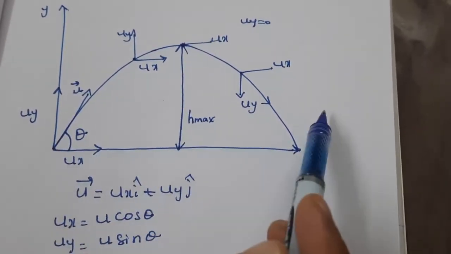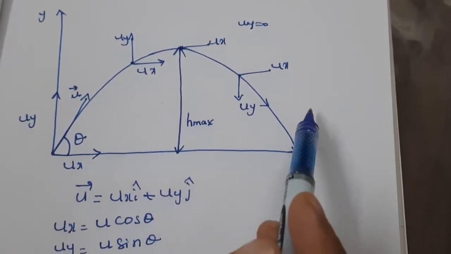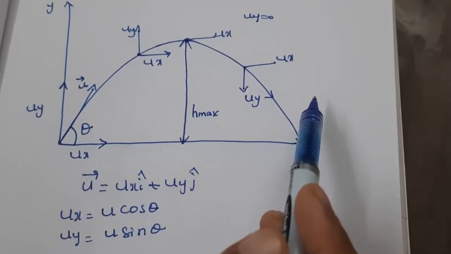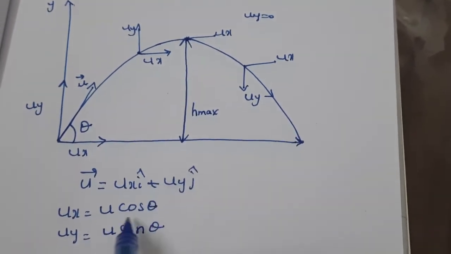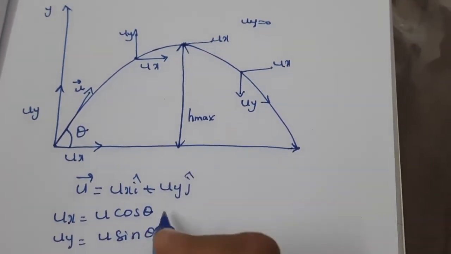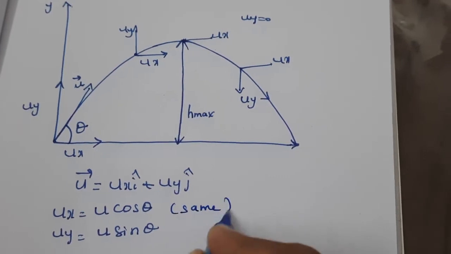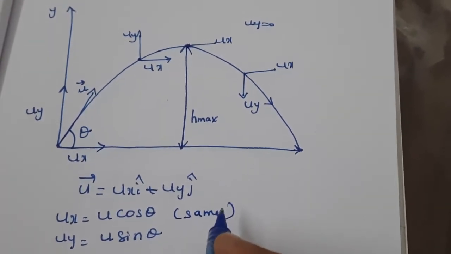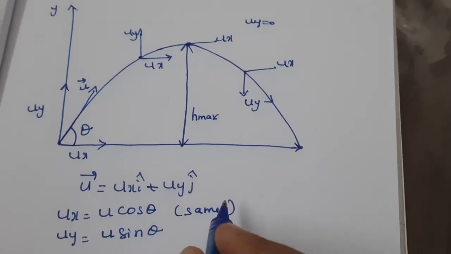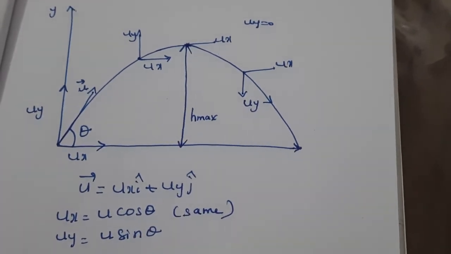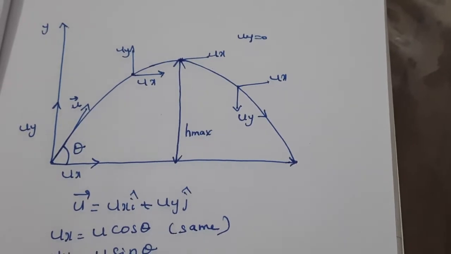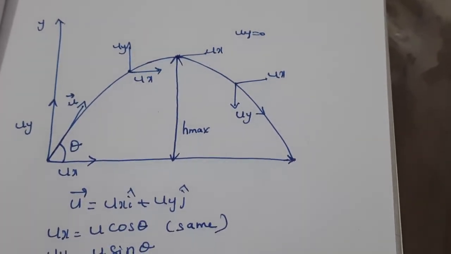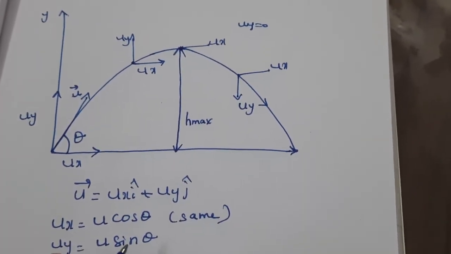Here there is no acceleration along the x direction throughout the motion. Also I said that this ux equal to u cos theta remains the same till the object reaches the ground. Now let us see the kinematic equations and find out the horizontal distance, vertical distance, etc.